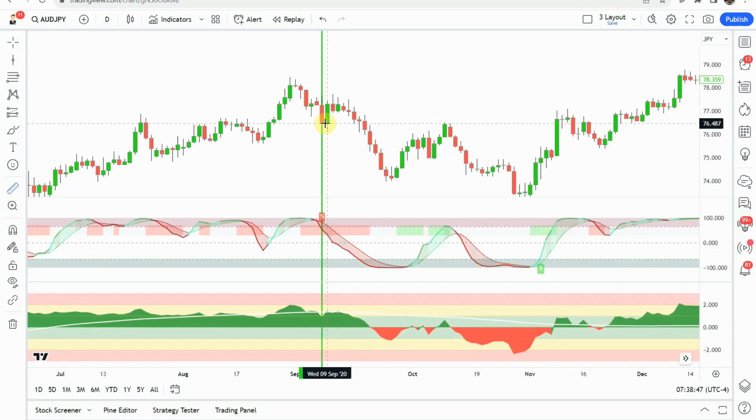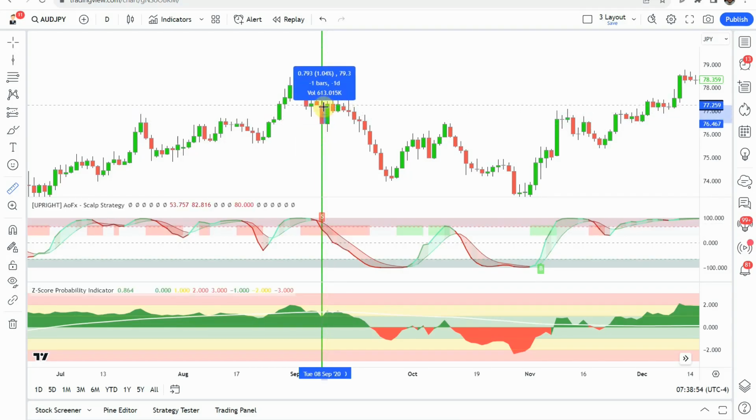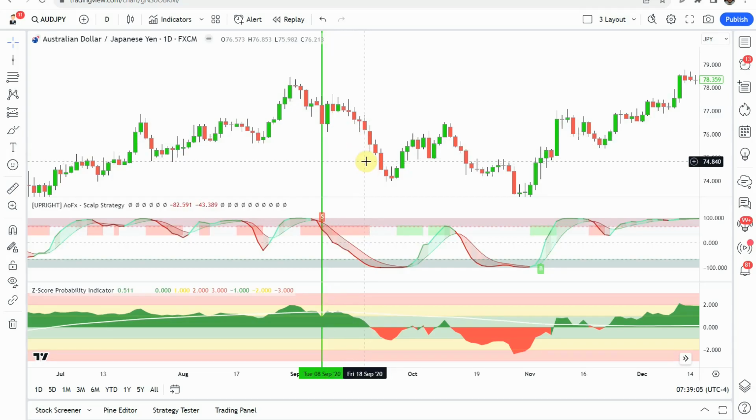So what we're going to do is measure from the entry. The entry would have been this green candle right here, the open of that green candle. We're going to measure up to the bodies of the last swing high. So that puts us at around 95 pips. That's going to be our take profit target, 95 pips.